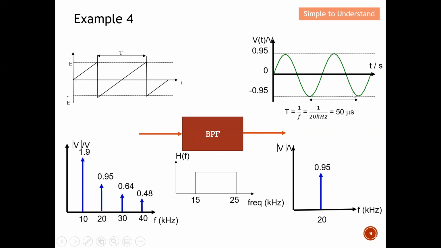previous slide. So basically this is an example of a sawtooth that is represented by a Fourier series. I use the Fourier series equation to transform it into an amplitude spectrum. I pass it through a bandpass filter. The bandpass filter has certain characteristics. They basically allow a specific band to pass. In this particular example, they only allow the frequency component at 20 kilohertz to pass. Therefore, I can also draw the resulting signal in time domain. So I'm done with this example 4.